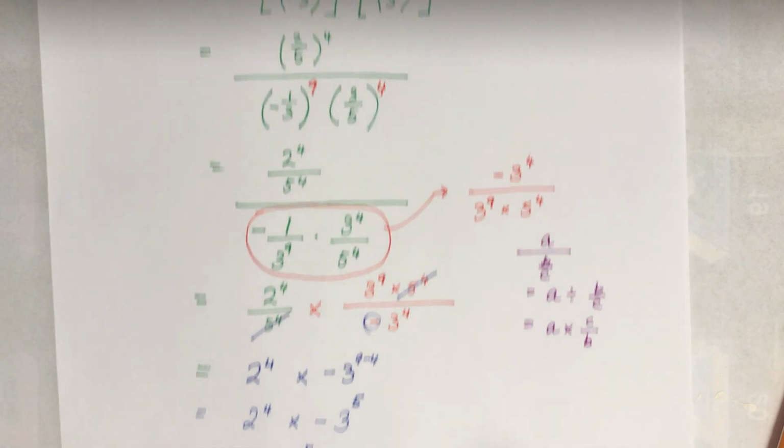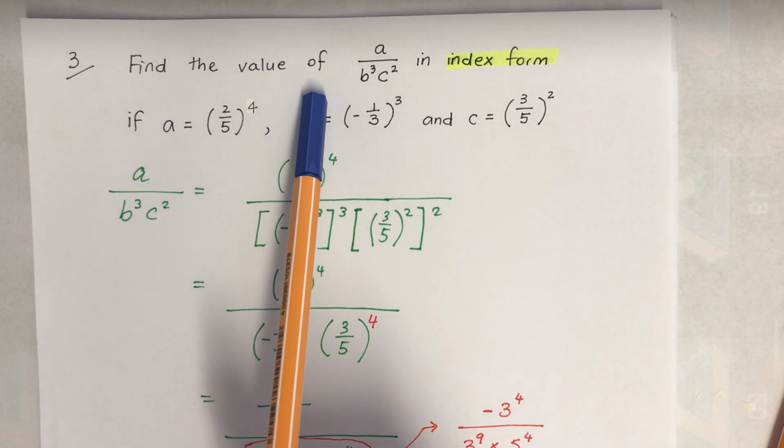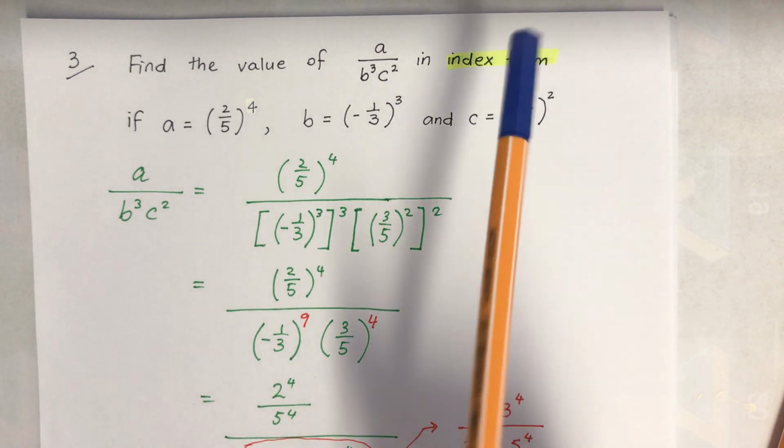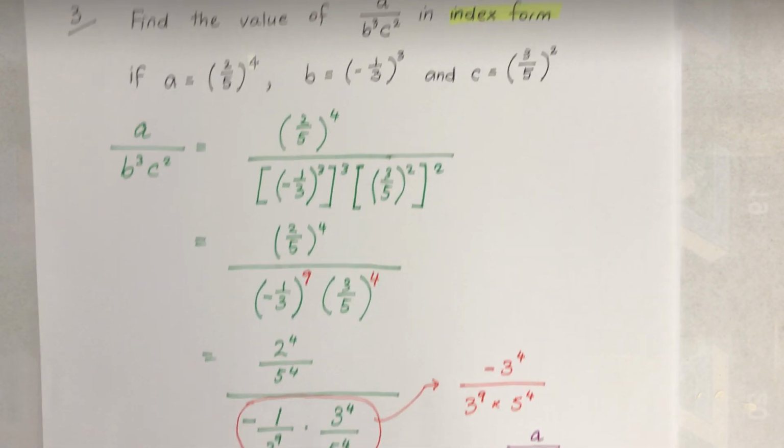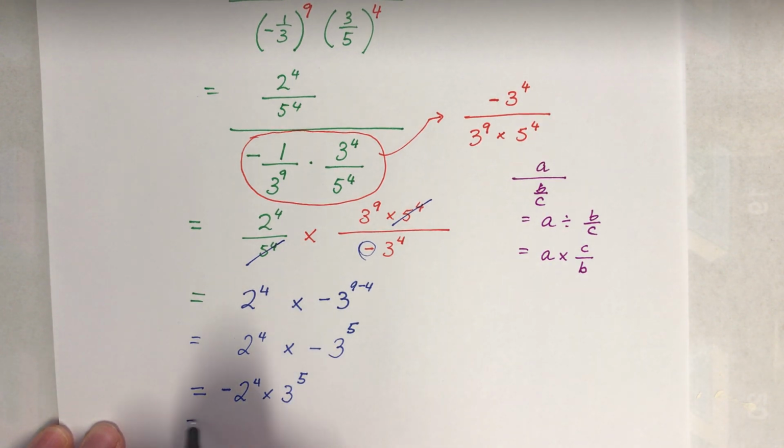Because what does the question say? Question says find the value in an index form, not the actual whole number, index form. So I found the value in index form. There you go, done. Question 4.